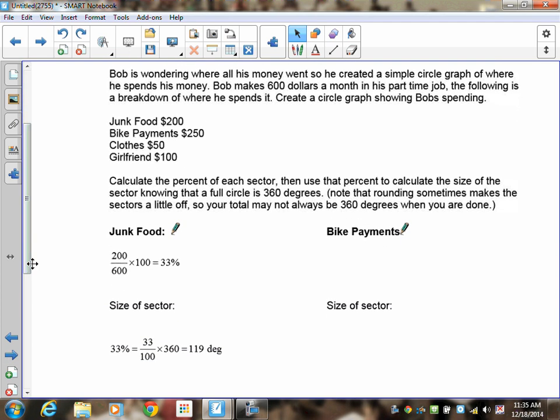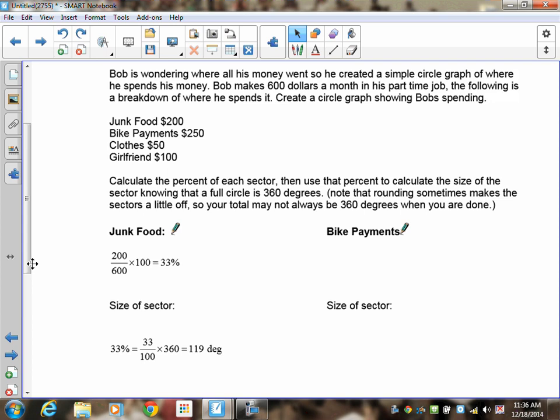Bob is wondering where all his money went. So we created a simple circle graph to show basically where his expenses are going. He has $600 a month that he makes on his part-time job. The following is a breakdown of where he spends it. He spends $200 on junk food. His bike payments are $250. His clothes he spends $50 on, and he spends $100 on his girlfriend.